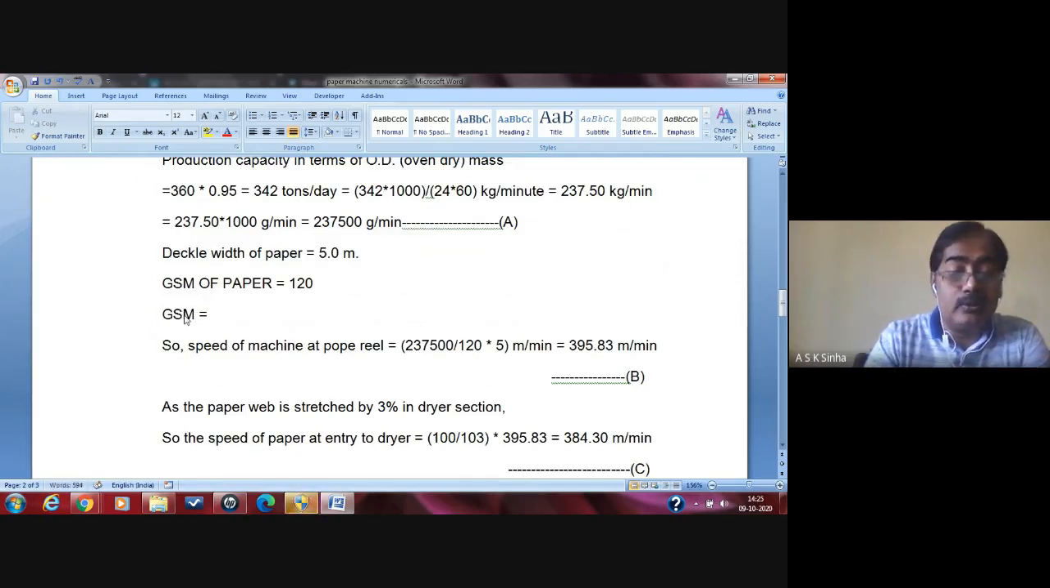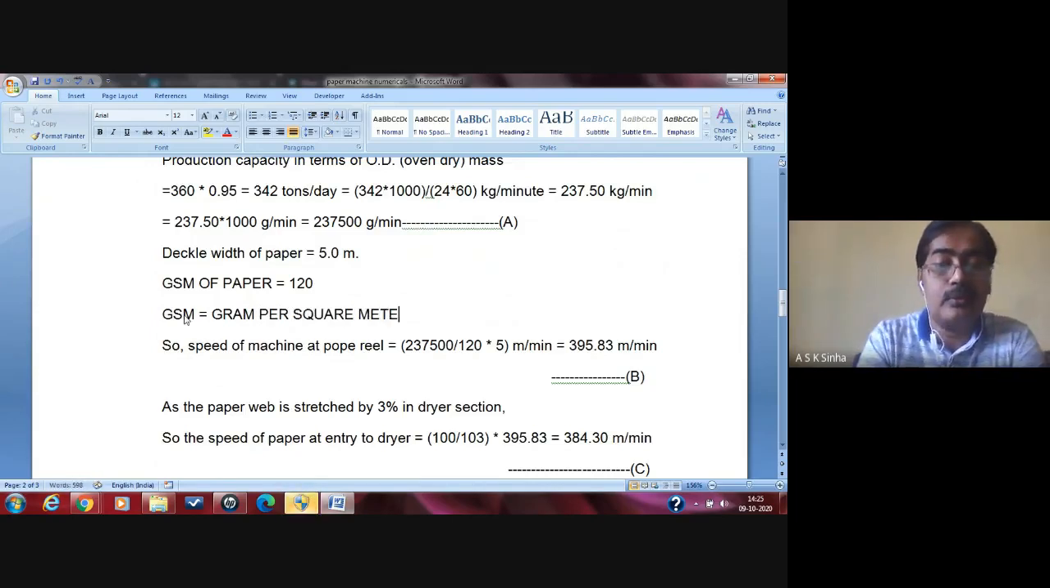Right? So GSM will be equal to the gram per square meter. And that's why we are dividing it by the GSM here. Once we are dividing by the GSM, that means the gram per minute divided by gram per square meter, it will be in terms of the area of the paper produced. That means meter square per minute. Getting it? Once it's coming meter square per minute, then again we are dividing by the width of the paper in meter. So finally the unit will be meter per minute.